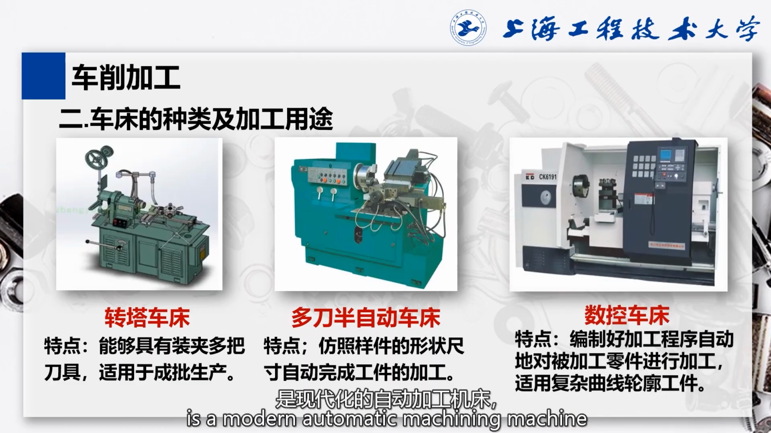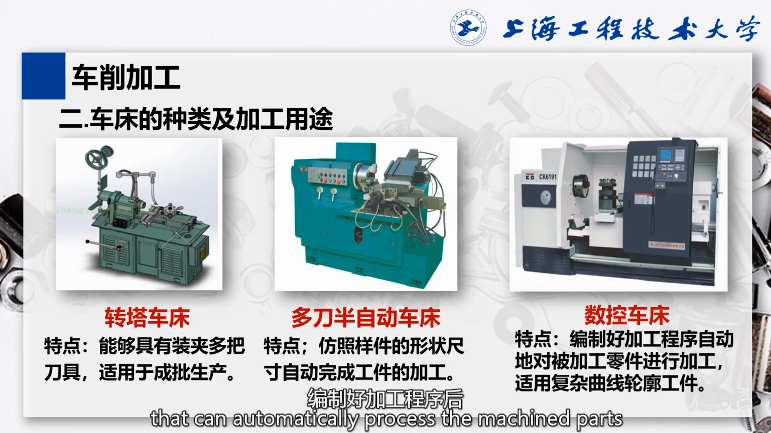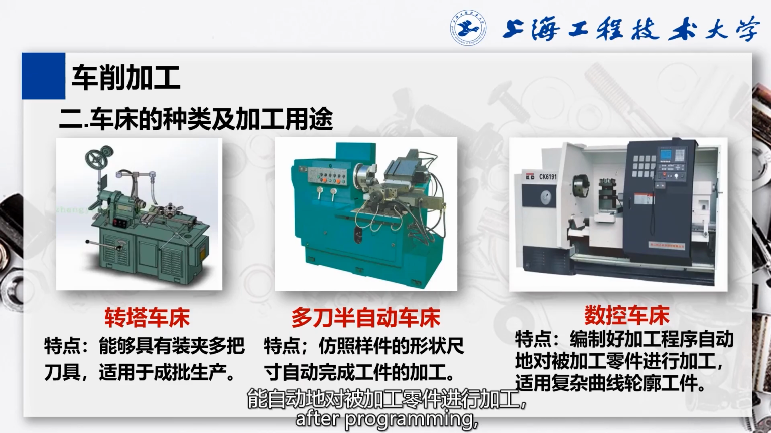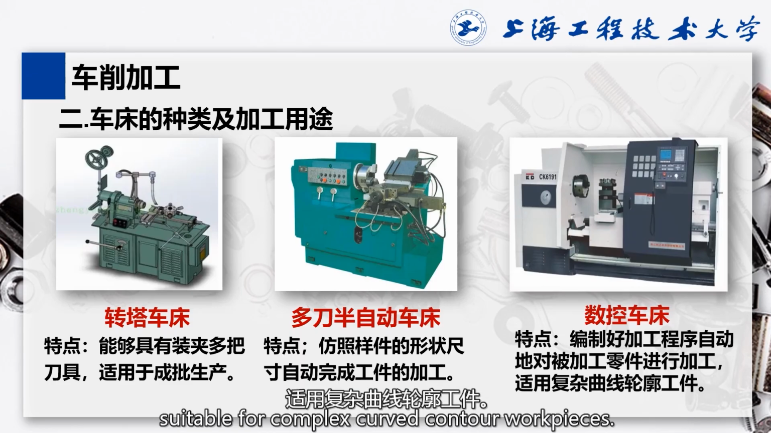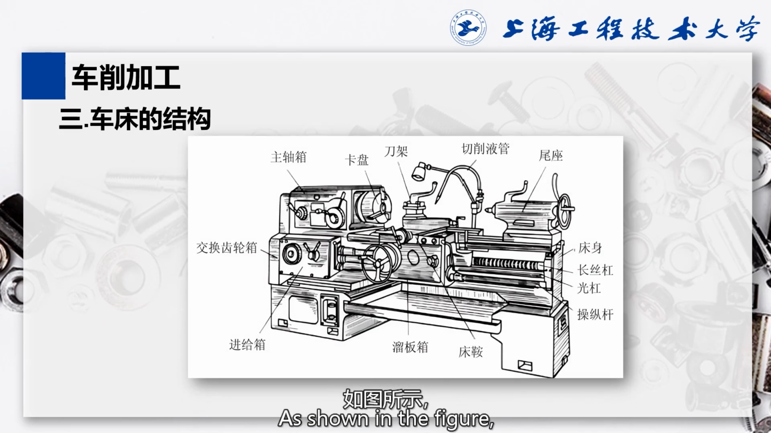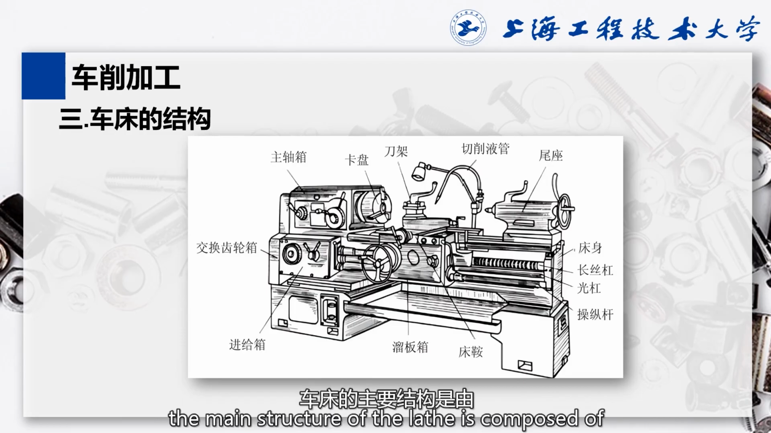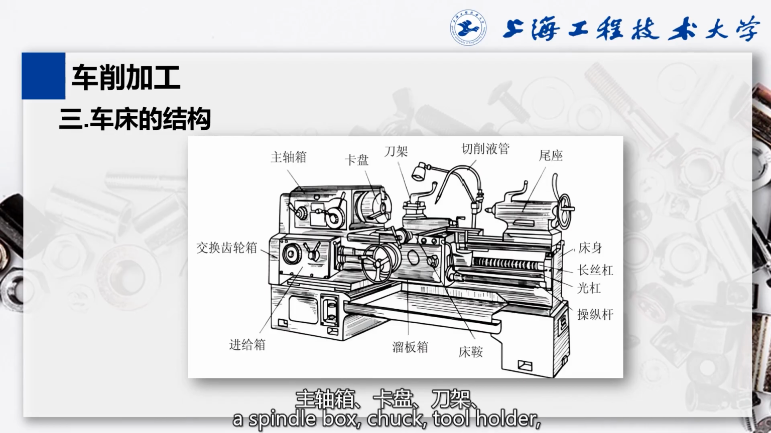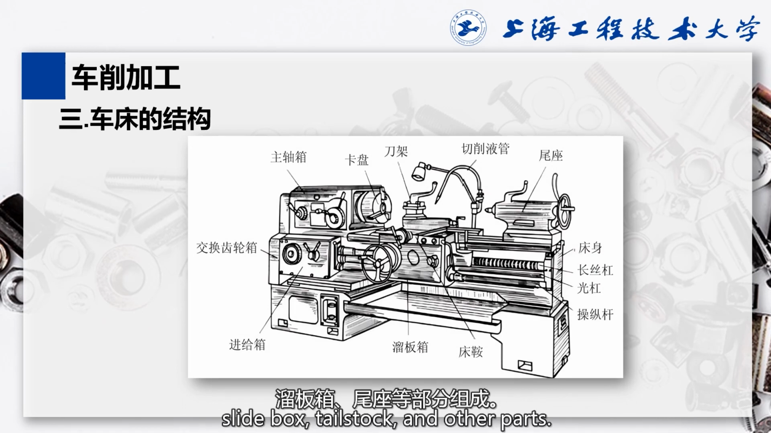A CNC lathe is a modern automatic machining machine that can automatically process the machined parts after programming, suitable for complex curved contour workpieces. Third, lathe structure. As shown in the figure, the main structure of the lathe is composed of a spindle box, tool holder, slide box, tailstock, and other parts.